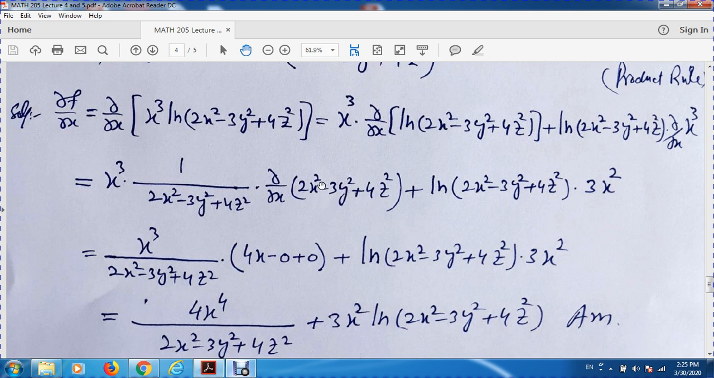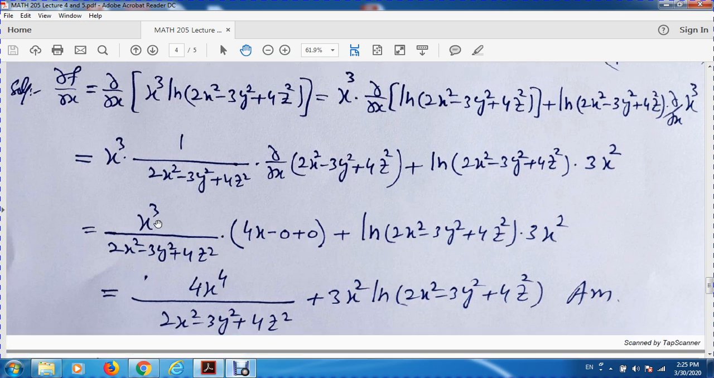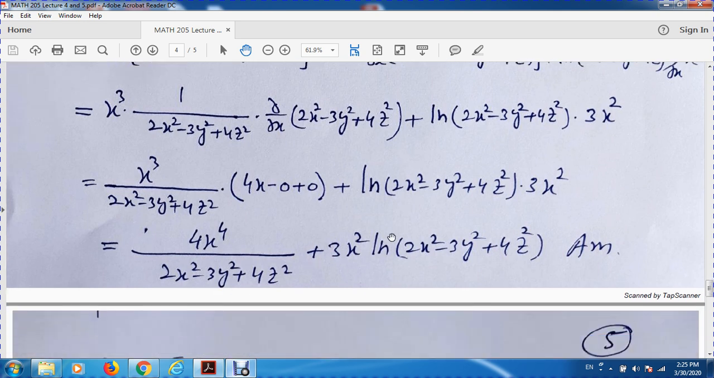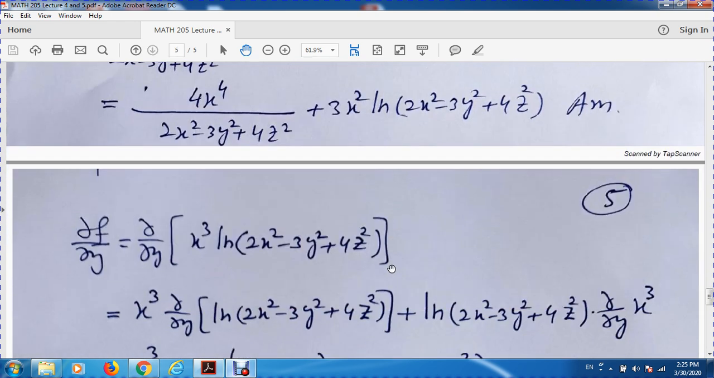So the derivative of x^2 will be 2x, so 2 multiplied by 2 is 4x. Here no x is involved, so 0, and here no x is involved, so 0. Now you can simplify 4x multiplied with x^3, so this will be 4x^4, plus this 3x^2 you can write first. So this is your answer. This is the derivative with respect to x.